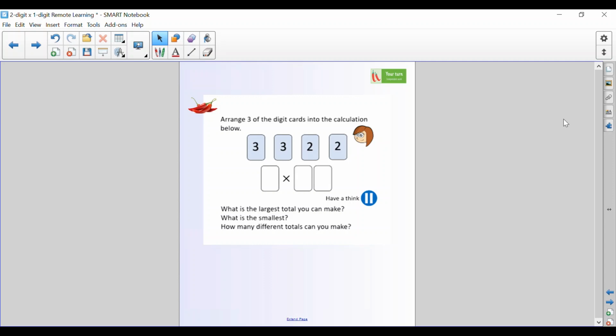The last thing I'm going to leave you with today is a problem-solving question for you to have a go at. It says, arrange 3 of the digit cards into the calculation below. Now, as you can see, we've got 3, 3, 2, and 2. And it's got a number sentence, a calculation, for you to put the digit cards into. Then work out the answer. It says at the bottom, what is the largest total that you can make? What is the smallest? And how many different totals can you make? Remember, you are only allowed to use 3, 3, 2, and 2.